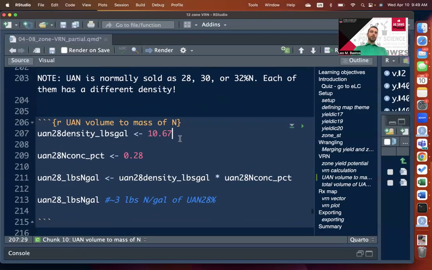So I just left you here all the formulas. I'm not asking you to do anything with it, but this is how you would use the density to go from pounds of nitrogen per acre, which is what we know we need, to gallons of UAN 28% per acre, which is what the grower is going to need from you. So here I'm assigning these values to different objects and giving them names so that we can understand what they mean. UAN 28% density in pounds per gallon is 10.67. So 10.67 pounds per gallon.